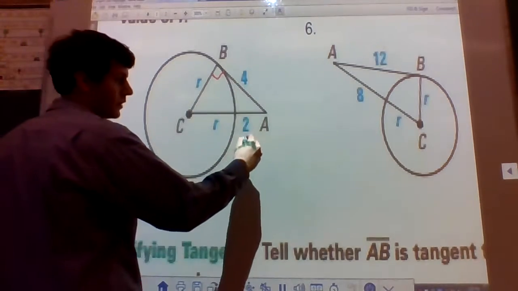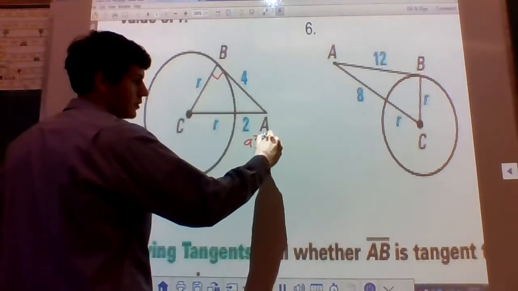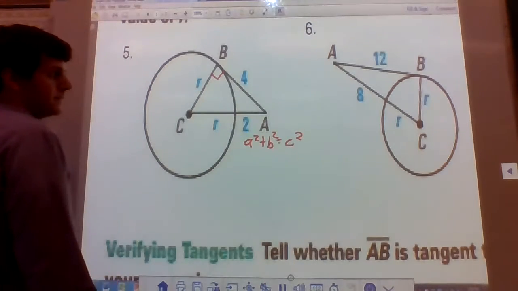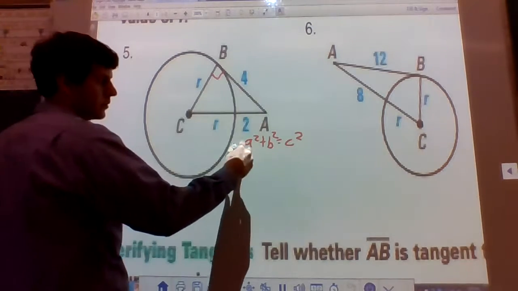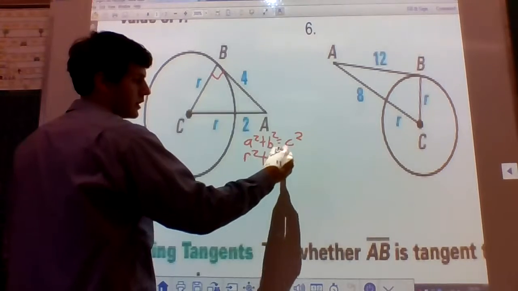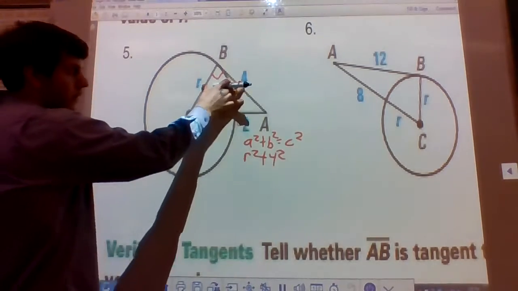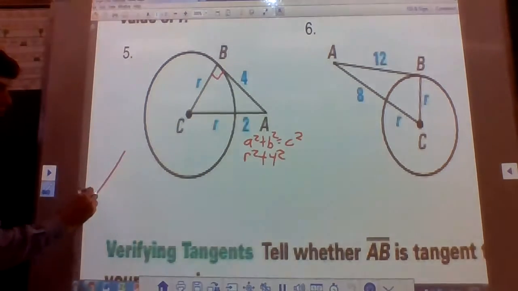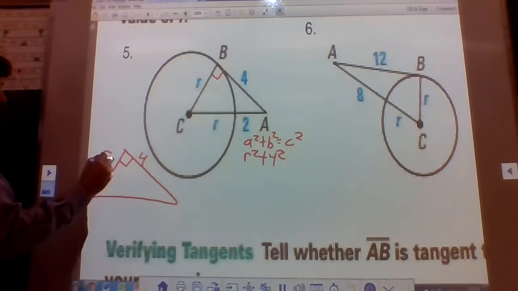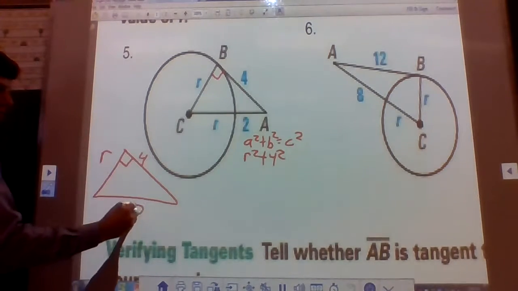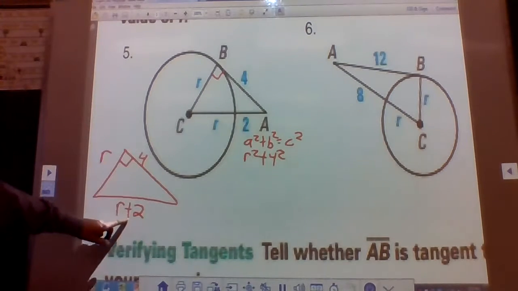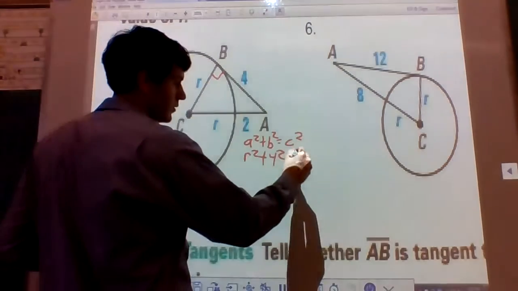So again, we want to do a squared plus b squared equals c squared. So a is going to be r squared plus 4 squared, because a and b are the ones that are adjacent to the right angle. So if we redraw this triangle over here, this is 4, this is r, and this is r plus 2. So r squared plus 4 squared is going to equal r plus 2 squared.